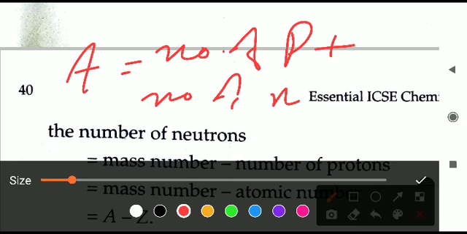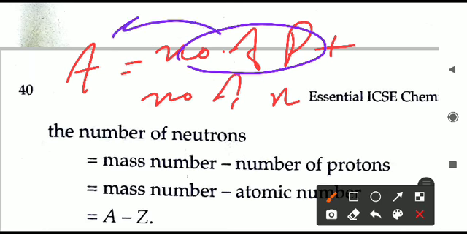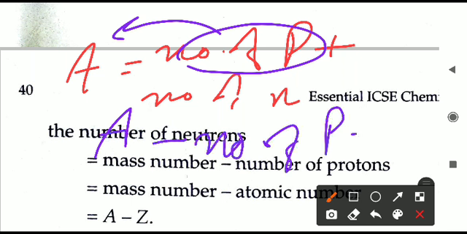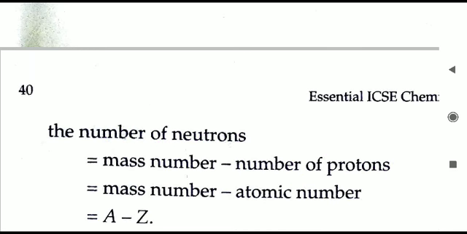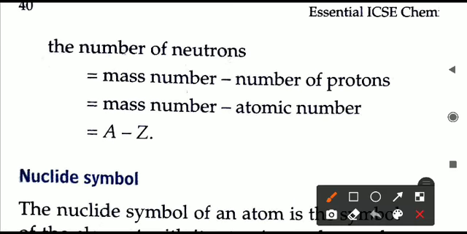Now if we have to find out the neutrons, then what we will do? Just shift this value on the left side. So if number of protons moves to the left side, then what formula will come? Mass number A minus number of protons is equal to number of neutrons. So if we have to find out the number of neutrons, you subtract the number of protons from the mass number. So this is the third formula you have to remember. Number of neutrons we can calculate by subtracting the protons from the mass number.